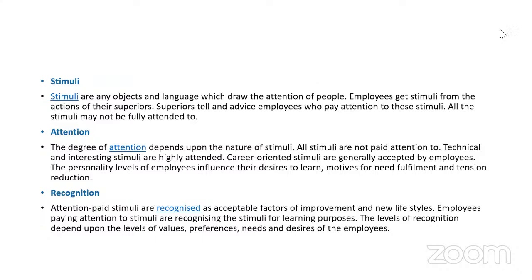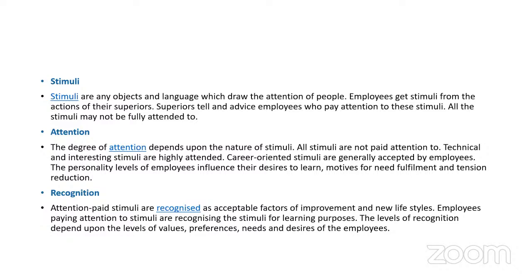Okay. What are the various steps in the process of learning? First one is stimuli. I told you what stimuli is. Stimuli could be people, objects, or events. Whichever object, person, or event draws our attention, catches our attention, that is known as stimuli. Right? So where do employees get stimuli from? They get stimuli from the actions of their superiors, from what their superiors tell them. Right? So these are all stimuli.